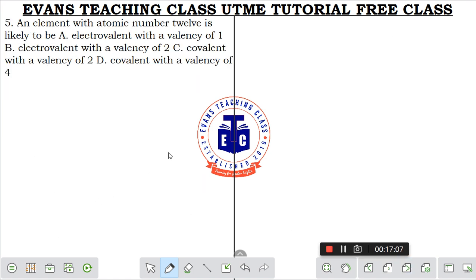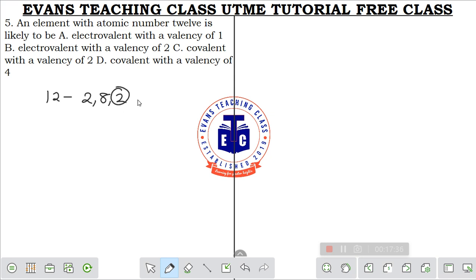So let's look at the fifth one. They said an element with atomic number 12 is likely to be A. Electrovalence with a valency of 1, B. Electrovalence with a valency of 2, C. Covalence with a valency of 2, D. Covalence with a valency of 4. So what do you think will be the answer? Now look at this. An element with atomic number 12, that will be 2,8,2, right?